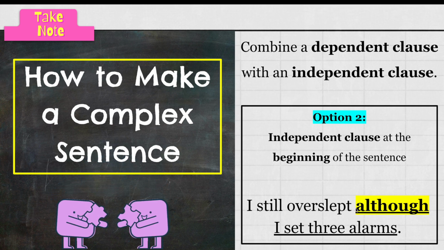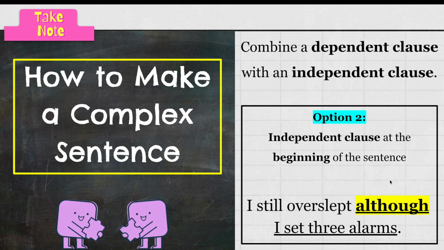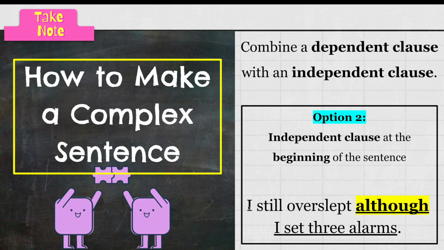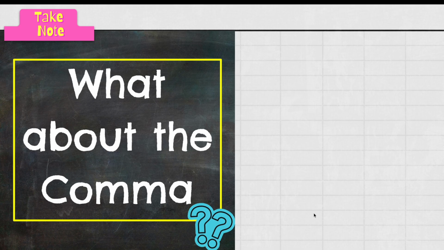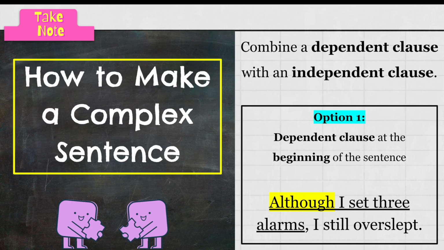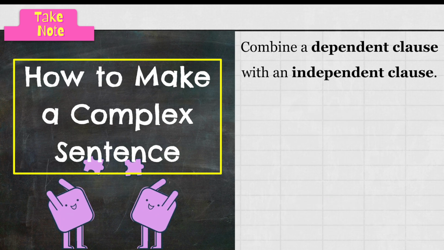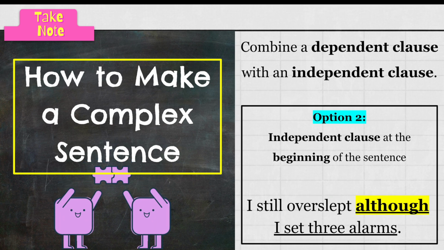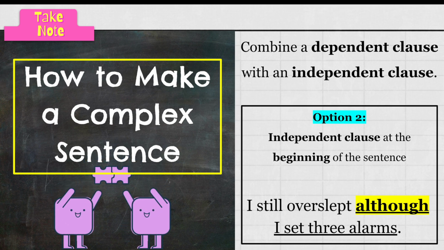So we still have the dependent clause here, although I set 3 alarms, because we know it's a dependent clause because it has the subordinating conjunction in it. And then we have our independent clause here. I still overslept. What about the comma? I don't know if you noticed, one of them had a comma and one of them didn't. Let's look back at it. This one, when the dependent clause was first, we had a comma. This one, when the dependent clause was second and the independent clause was first, no comma.